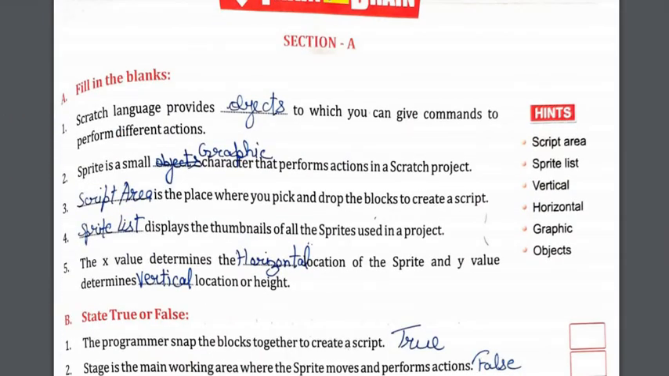Okay, here comes section A, filling the blanks. Scratch language provides object to which you can give commands to perform different actions. Sprite is a small graphic character that performs action in the Scratch project. Scratch area is the place where you pick and drop blocks to create a script area. Sprite list displays the thumbnail of sprites used in the project. The X value determines the horizontal location of the sprite and the Y value determines the vertical location or height.